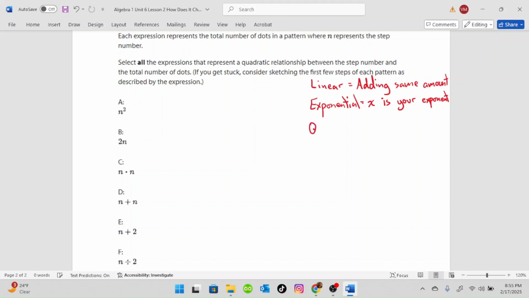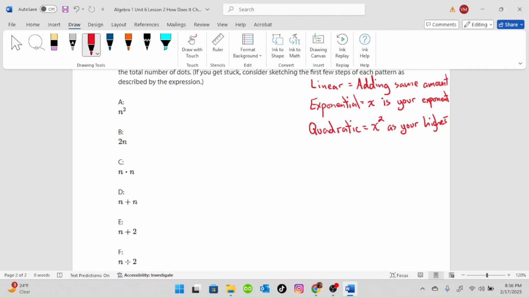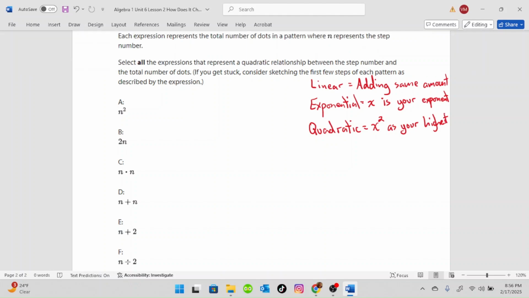And quadratic is when you have x squared as your highest power.